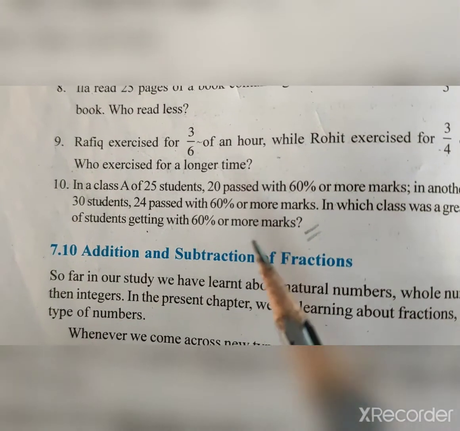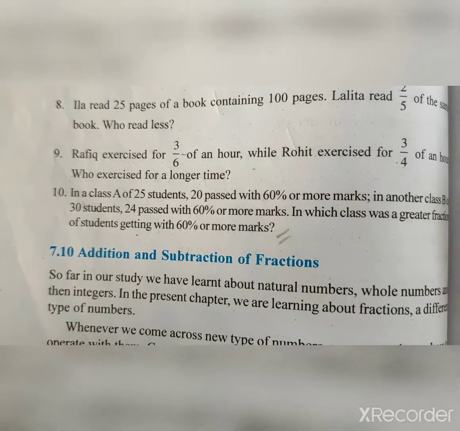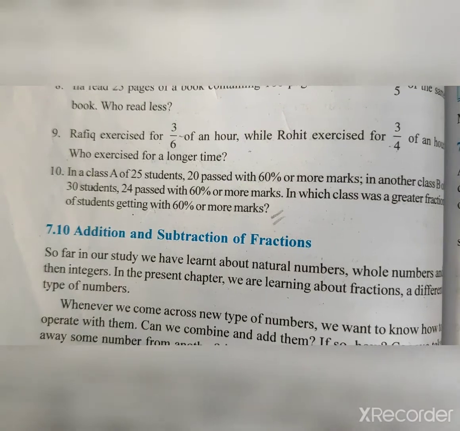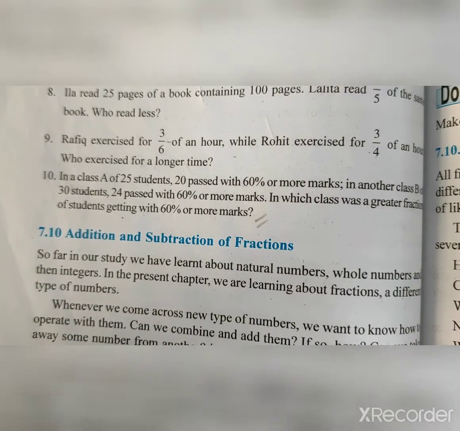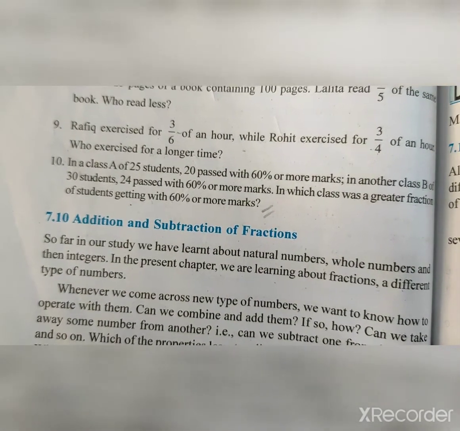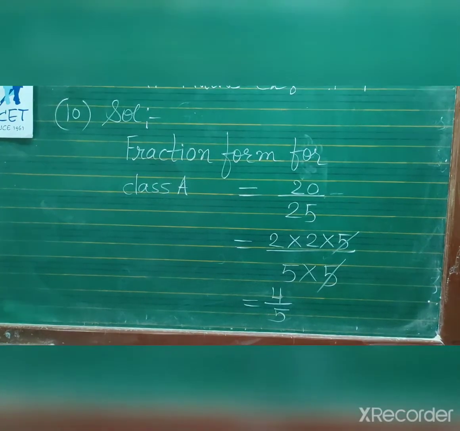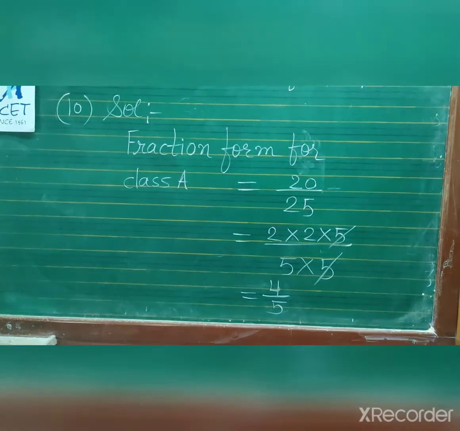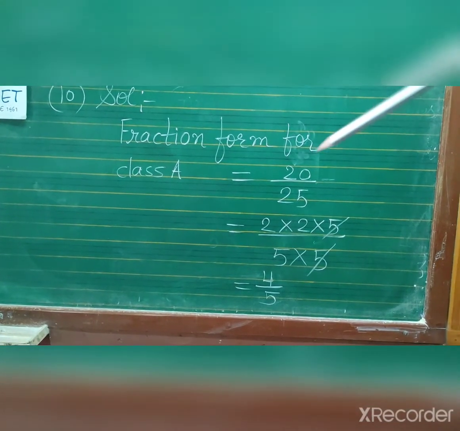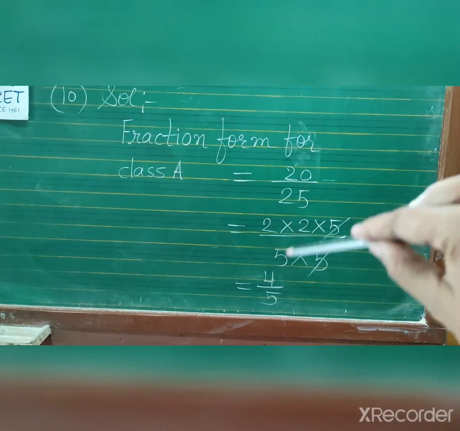Now 10th: in class A of 25 students, 20 passed with 60% or more marks. In another class B of 30 students, 24 passed with 60% or more marks. In which class was a greater fraction of students getting 60% or more marks? So let us start. Fraction form for class A: out of 25, 20 passed with 60 or more percentage. So 2 2s are 4, 5 4s are 20, 5 5s are 25. Reduced form, simplest form, 4 upon 5.